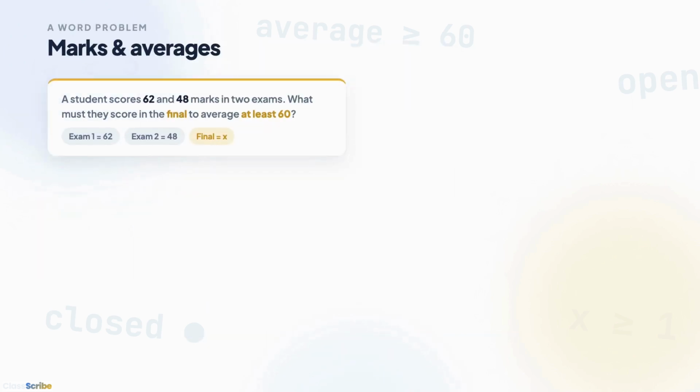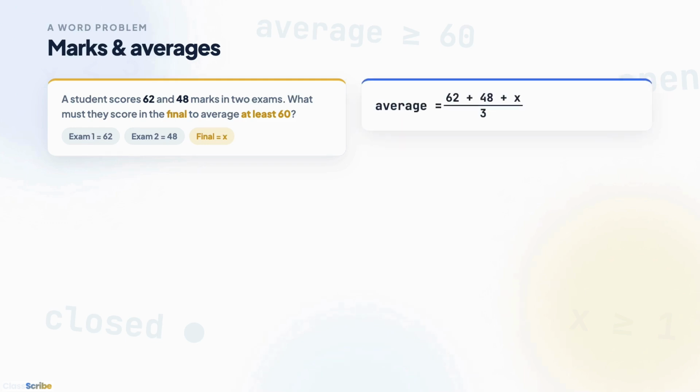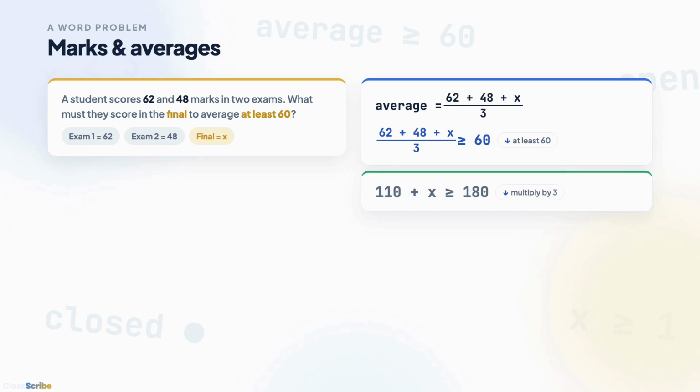Now let's solve a word problem. A student scores 62 marks in the first examination and 48 marks in the second examination. How many marks must the student score in the final examination to have an average of at least 60? Let the final marks be x. The average is (62 plus 48 plus x) divided by 3. Since the average should be at least 60, we write the inequality (62 plus 48 plus x) divided by 3 greater than or equal to 60.